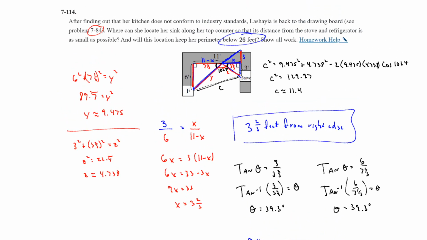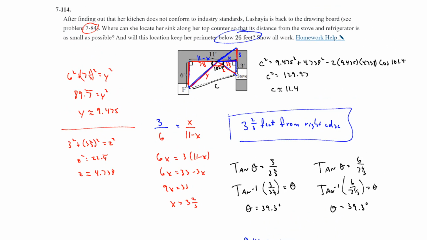This is the way I approach this problem. Maybe there's another way to look at it, but this is kind of what I saw. So if you're looking at it a little different, that's perfectly fine. Once again, at the end, though, the perimeter should be somewhere around 25.6 feet.